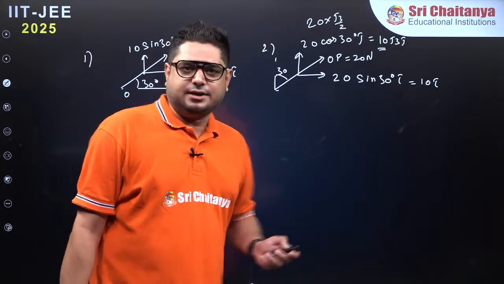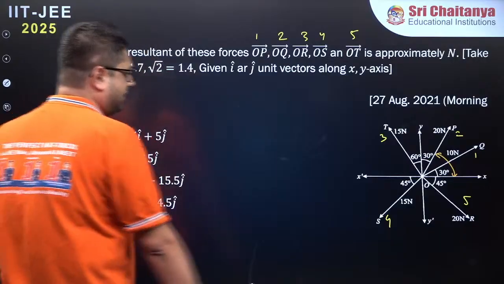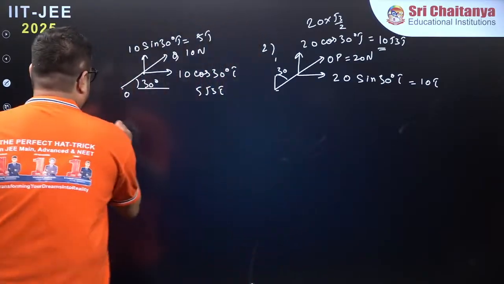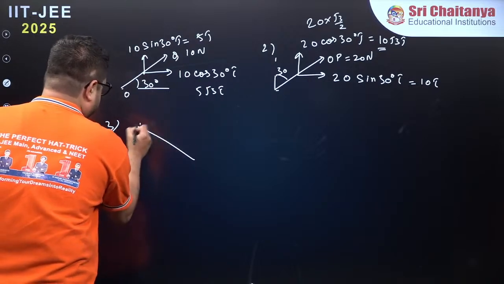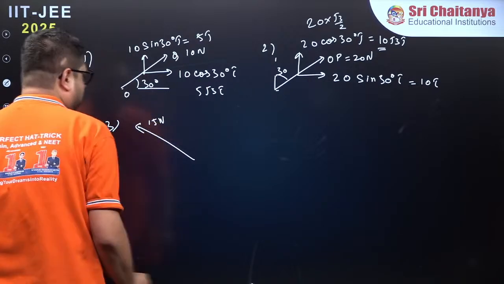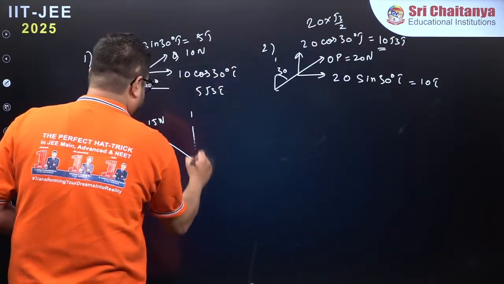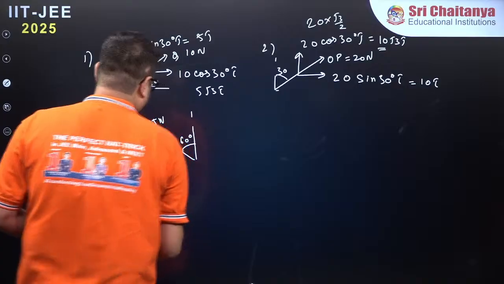Now comes the third vector, which is 15 newtons, lying in the second quadrant, isn't it? So over here we can say that this is 15 newtons, everyone. It's lying in the second quadrant, and it's making an angle of 60 degrees with the vertical. Okay, once again it's very easy.